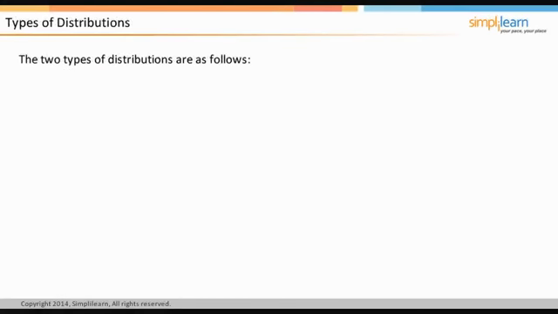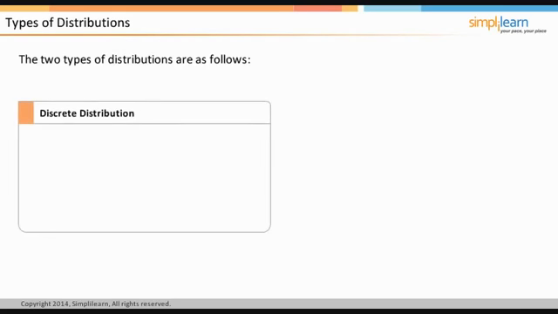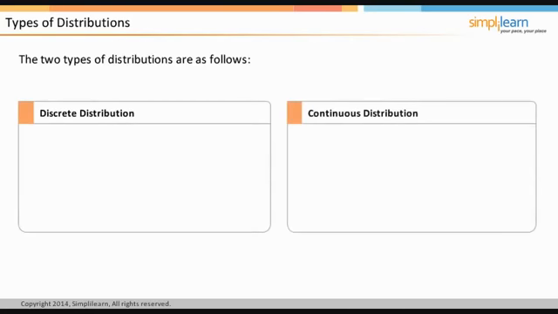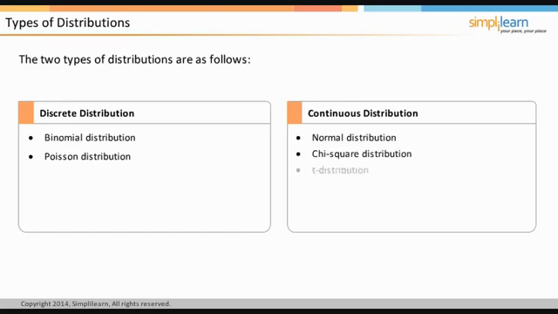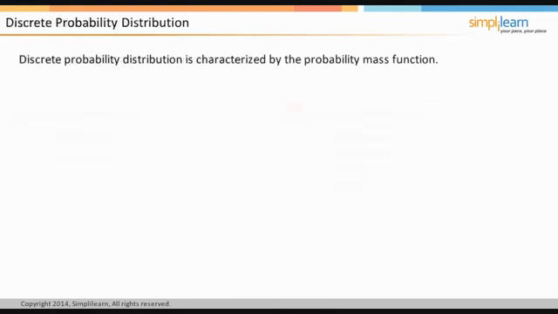In this screen, we will discuss the types of distributions. There are two types of distributions: discrete distribution and continuous distribution. Discrete distribution includes binomial distribution and Poisson distribution. Continuous distribution includes normal distribution, chi-square distribution, T distribution, and F distribution. Let us learn about discrete probability distribution in the following screen.